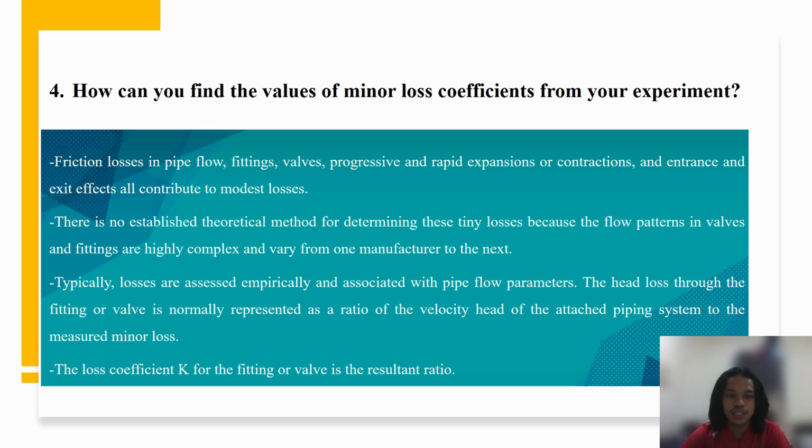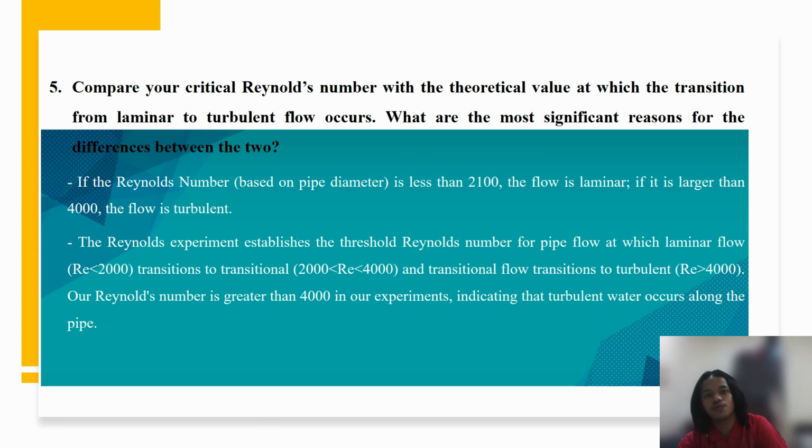There is no explicit theoretical method for determining these tiny losses because the flow patterns involved in fittings are highly complex and vary from one manufacturer to the next. Typically, losses are assessed empirically and associated with pipe flow parameters. The head loss through the fitting or valve is normally represented as a ratio of the velocity head of the attached piping system to the minor loss. The loss coefficient for the fitting or valve is the resultant ratio. This is the last part of my slide.